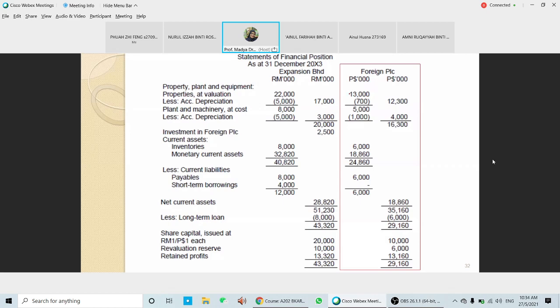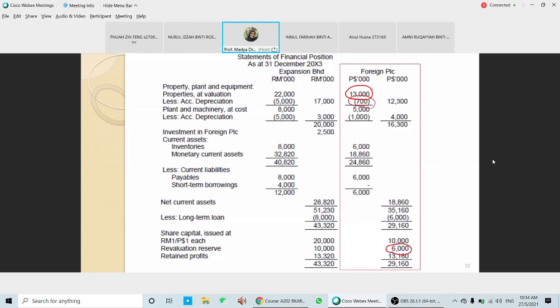This is the amount of PPE. Just focus on this figure and highlight it, also this one, to use this information later. And then you have the long-term loan and so on, share capital here, and the revaluation reserve. This is another item that we're going to focus on. So this is the information that we have here.